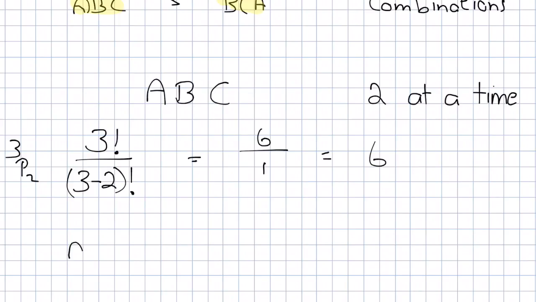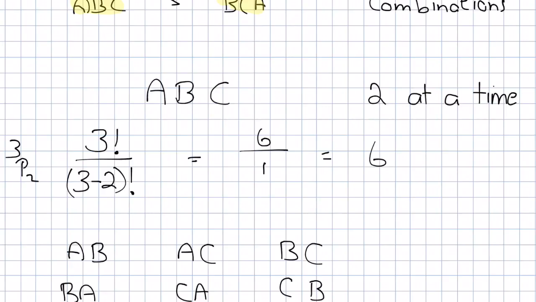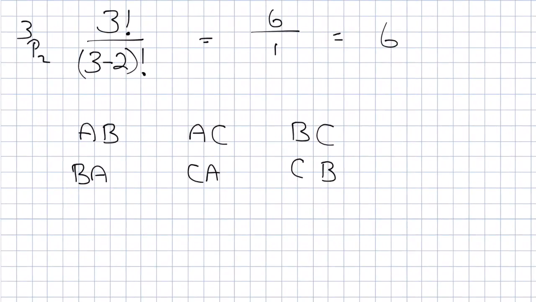So let's try and list them out. We'd have AB, we'd have AC, and we'd have BC, but we'd also have BA, CA, and CB. So that's the 6 completely different permutations. So there are 6 permutations, but if you look closely, AB and BA are the same two things, AC and CA are the same two things, and BC and CB are the same two things. So if they're all the same as each other, we can effectively say ignore that, and ignore that.